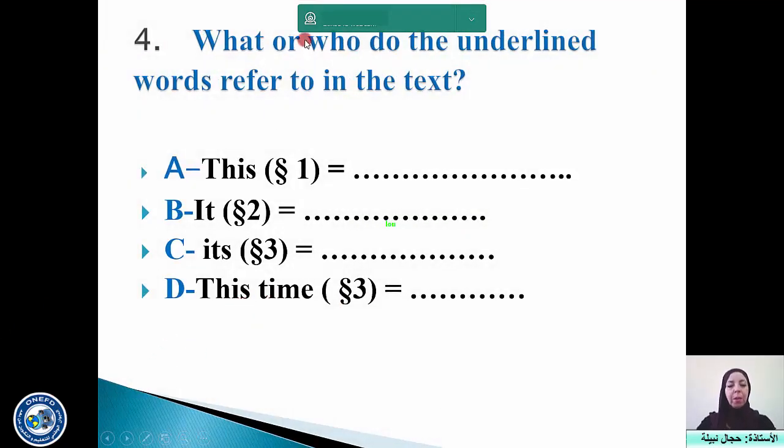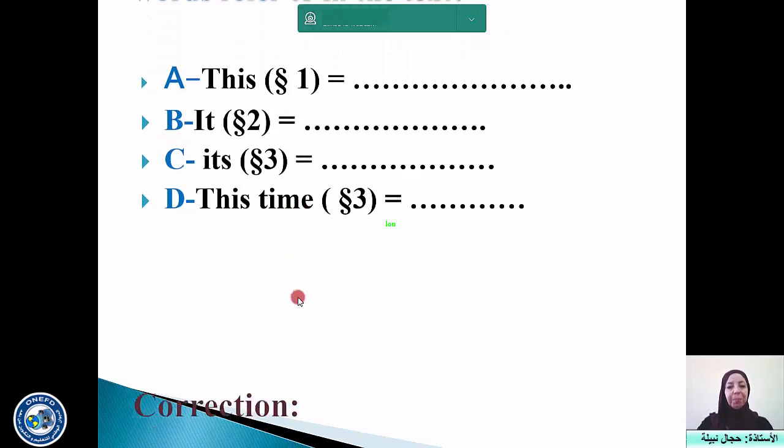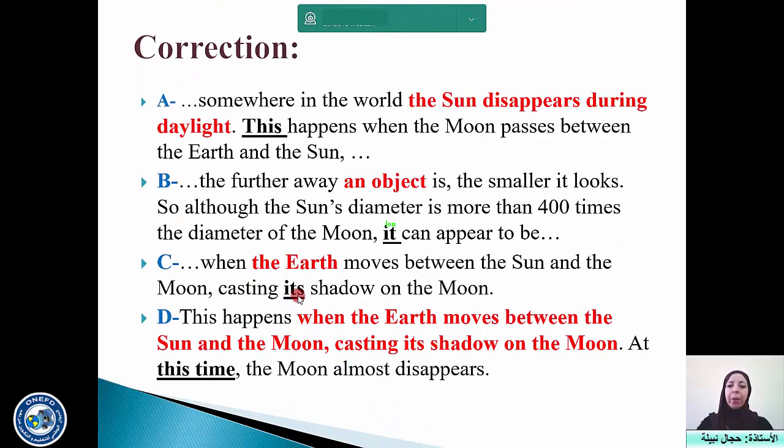Activity 4 is about word reference. What or who do the underlined words refer to in the text? Find the reference for this in paragraph 1, it in paragraph 2, its, and this time in paragraph 3. Okay, again, you can stop or pause the video and go back to the text to find the answers. Let's correct.